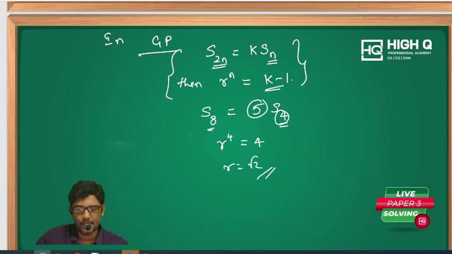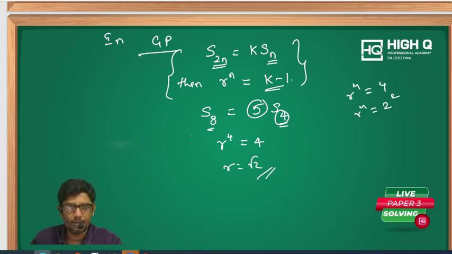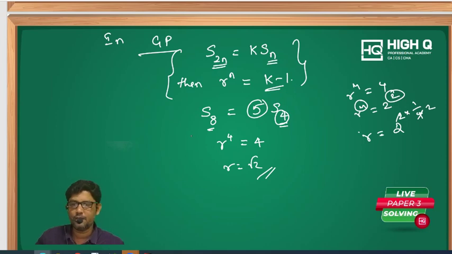So don't know how root 2. Dhwani, what are you doing? R power 4 is 4 means R power 4 is actually 2 square, right? But I need to make it the same power. So what do I do? R is equal to 2 power 2 into 1 by 4, we can make. So 2 power 1 by 2, which is root 2.